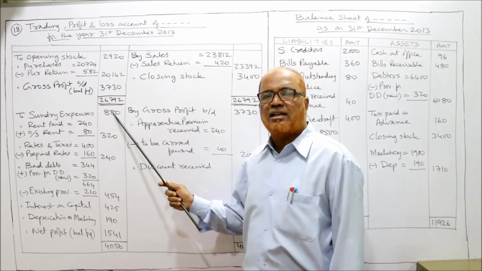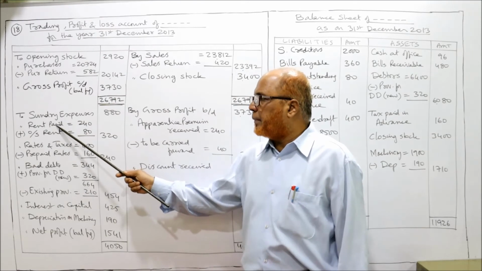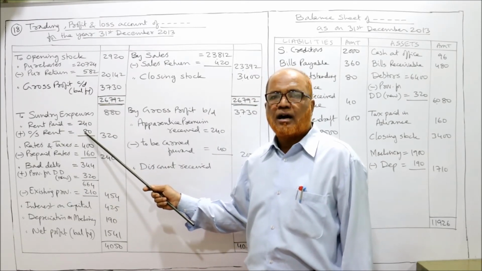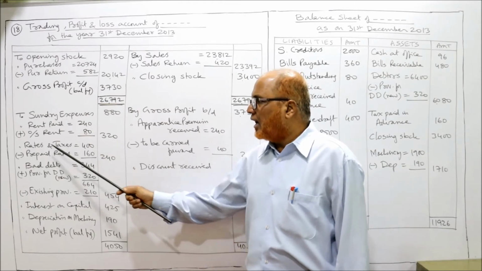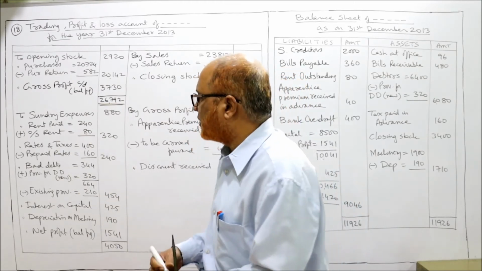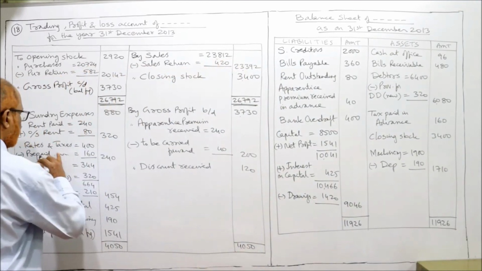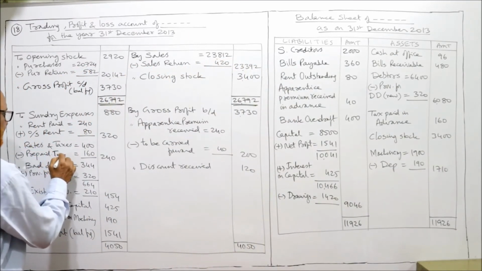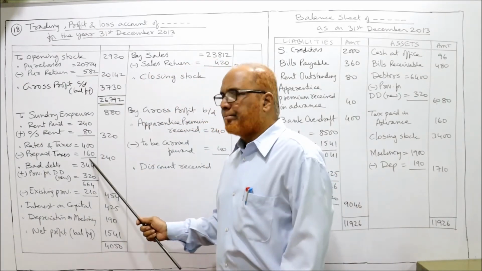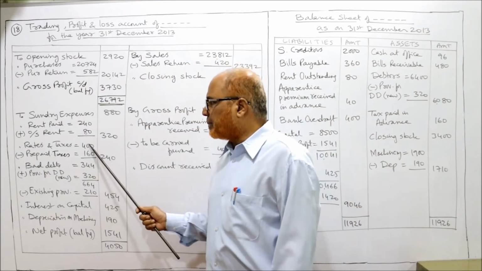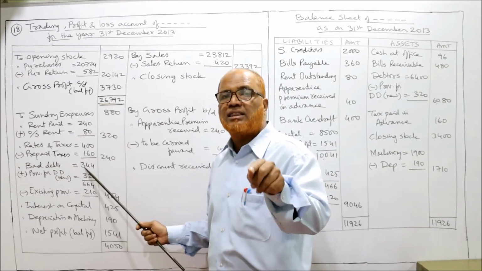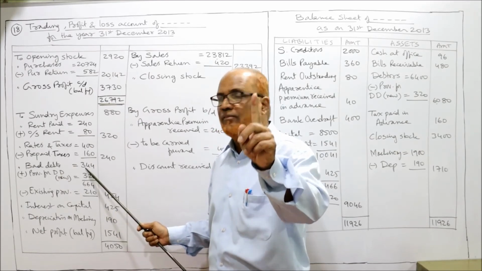Sundry expense 880 given in the problem. Rent paid 240. Add outstanding rent 80, 320. Rates and taxes 400. Prepaid taxes, not rates. It is prepaid taxes. Prepaid taxes are 160. So subtract prepaid 240. Bad debts 344 given in the trial balance, so it will appear only once.